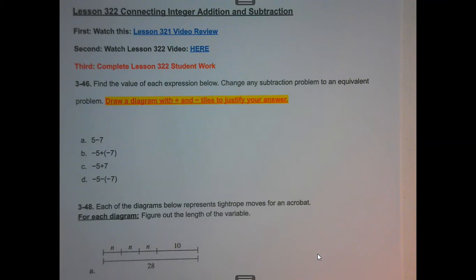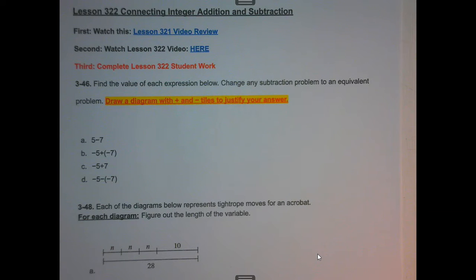Hello, everybody. Let's take a look at lesson 322, connecting integer addition and subtraction, your independent work that was assigned from last time. The first problem that we are going to look at is 346. You were asked to find the value of each expression, changing any subtraction problem to an equivalent addition problem.